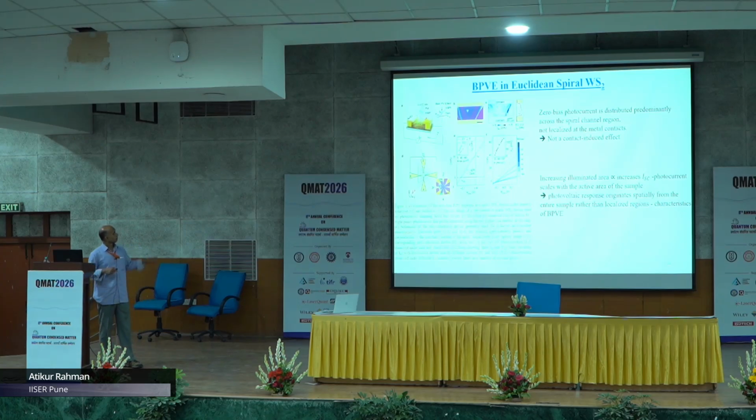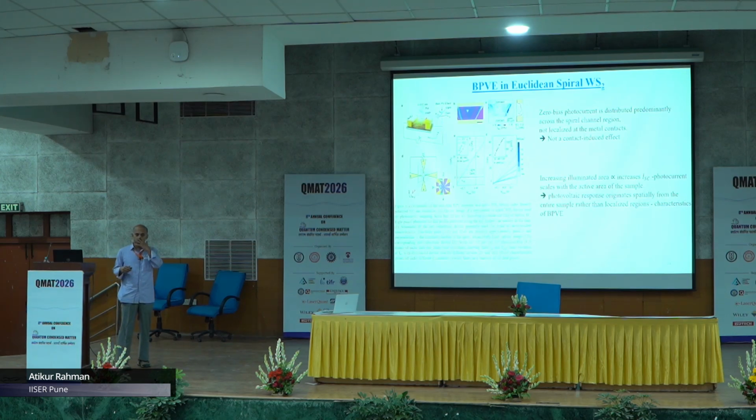Finally, now we come to the device. We made the device and then we measured its electrical properties. We do see the zero-bias current when you shine light. This is in the dark and this is when you shine light. We made multiple devices and see that it actually scales with the area. As you increase the illumination area, the current also increases, which tells us that it is not happening due to some local effect. The entire sample is contributing, which is also a characteristic of the bulk photovoltaic effect.